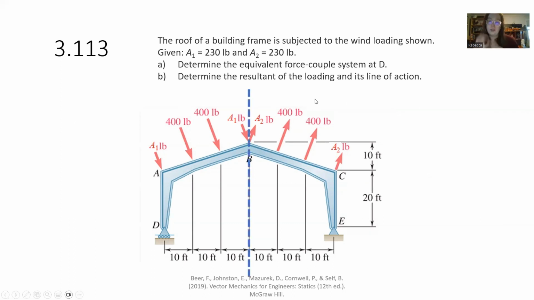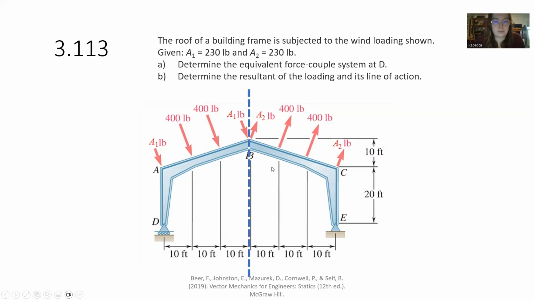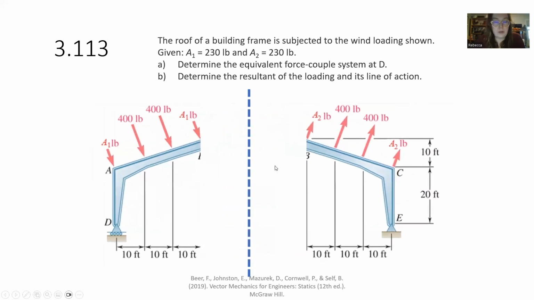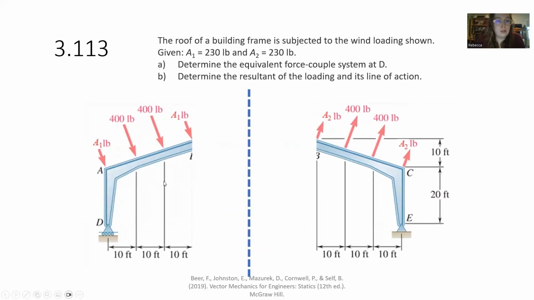So when I look at this problem, I see some symmetry, but it's not perfect symmetry. And so if I separate this problem into two halves, now I have two symmetric halves. Not symmetric to each other, but the halves have lines of symmetry that I can work with to simplify my problem. So let's separate those apart and take a look at each half.